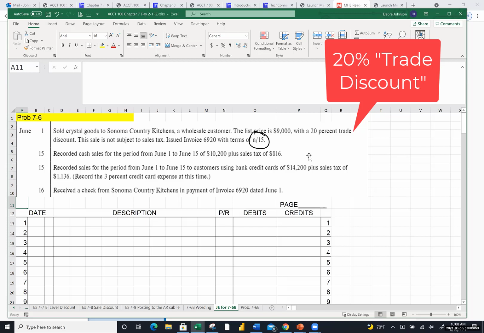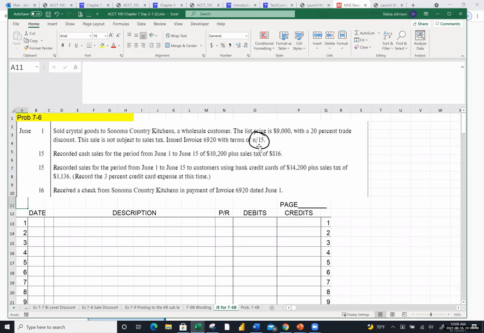Okay, what that means is this is a sale on account. How do I know that? That N15 means they need to pay this within 15 days. No sales discounts are offered in terms of prompt payment. So we've got to record this.